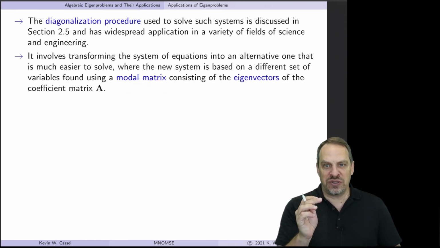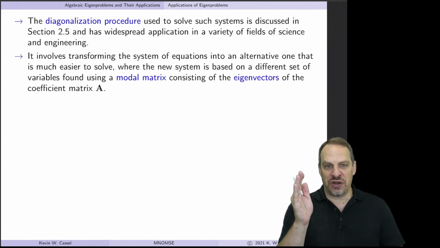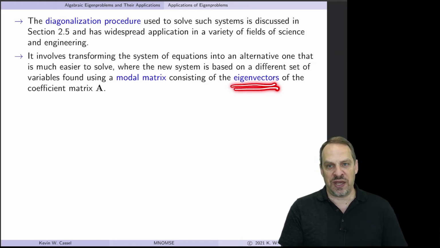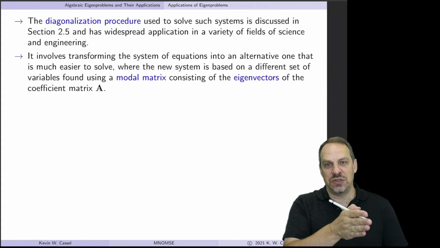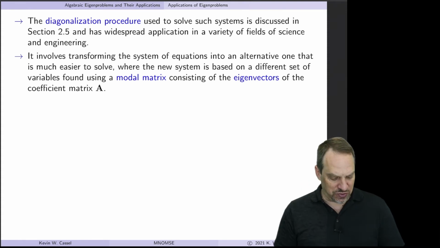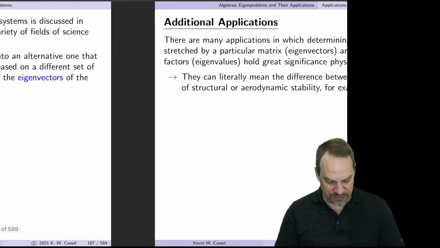That modal matrix that does the transformation that uncouples the system of equations is comprised of the eigenvectors of the coefficient matrix A as the columns in the modal matrix. It's quite amazing, actually, and so we'll see how that all plays out.